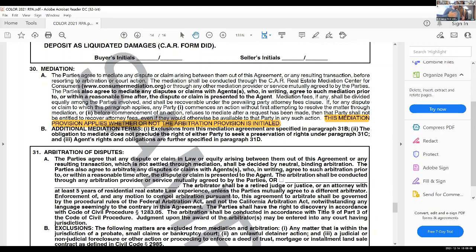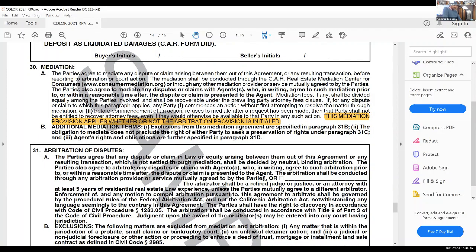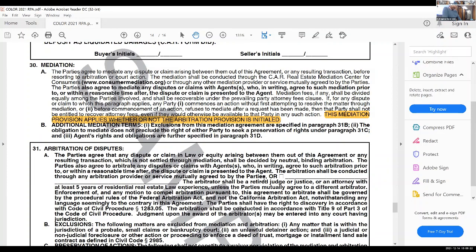They just lose that ability to get the winner. The winner gets the loser to pay their legal fees. If you don't go through mediation first, you don't get that. So yeah, you don't have to go through mediation, but then if you don't go through mediation, the loser does not pay the legal fees of the winner.